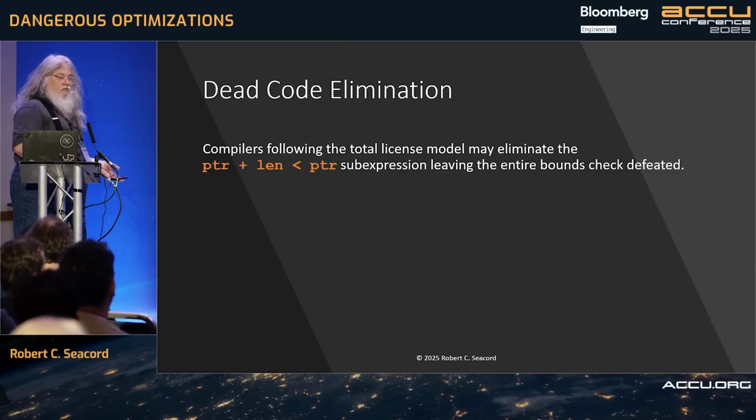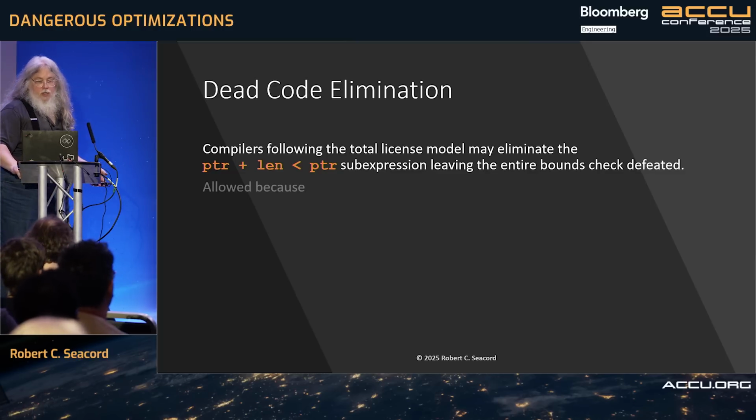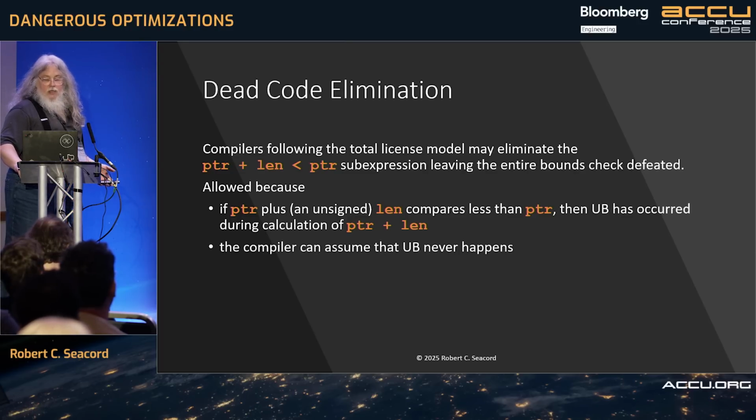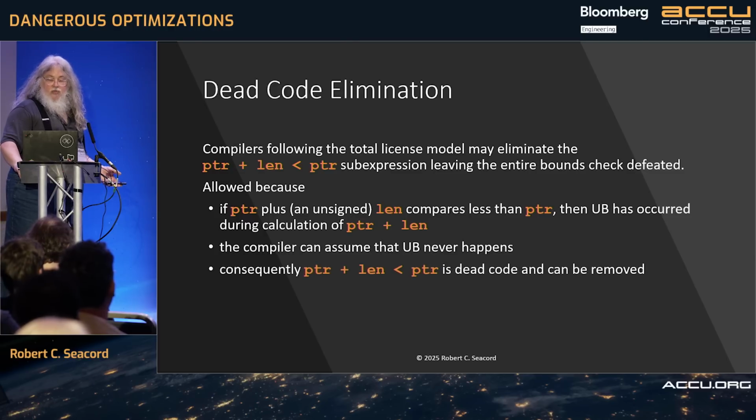And this is what you were saying, right, Francis? Yeah. This is allowed because if pointer plus len, which is an unsigned length, compares less than pointer, then UB has occurred during the calculation of pointer plus len. The compiler can assume that this UB never happens, and consequently, this is dead code and can be removed.